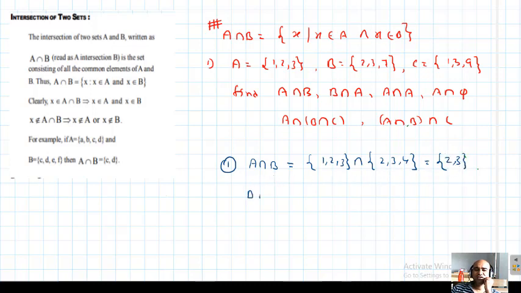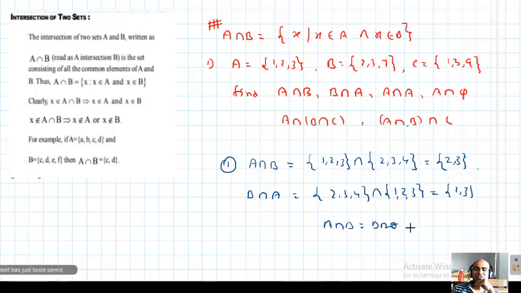So next, B intersection A. {2, 3, 4} intersection {1, 2, 3}, again 2, 3 only. What do you notice? I can say that A intersection B equals B intersection A. What does that mean? Commutative property. Intersection of sets satisfies the commutative property. So that is my observation.